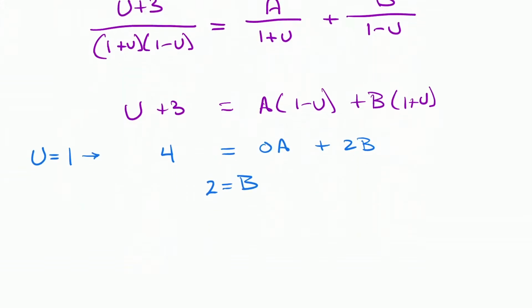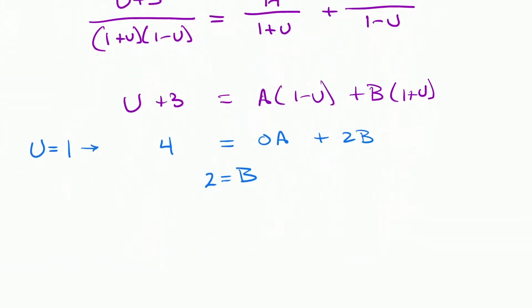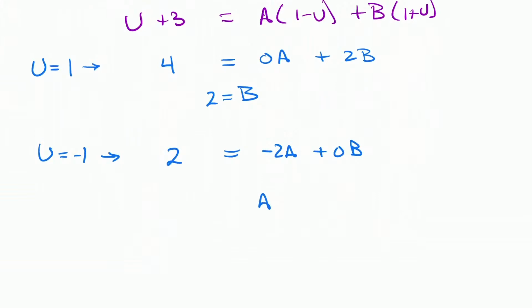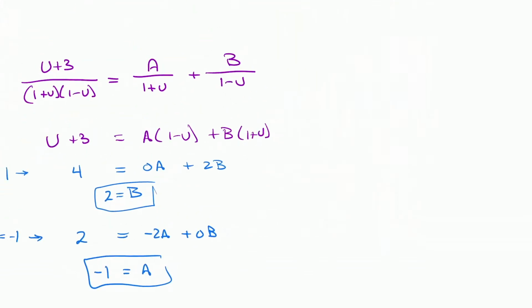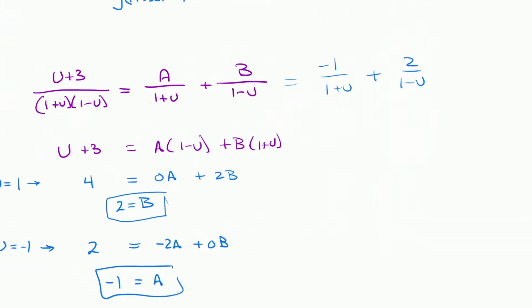And then we could do the same thing, but we could let u equal -1. Why not? We're going to be doing this a lot, by the way. So this will give me -2a plus 0b. And that gives me a is equal to -1. So there's my a and b. And now we'll just go up here and say, oh, well, that's easy. This is -1 over 1 plus u, and then 2 over 1 minus u.